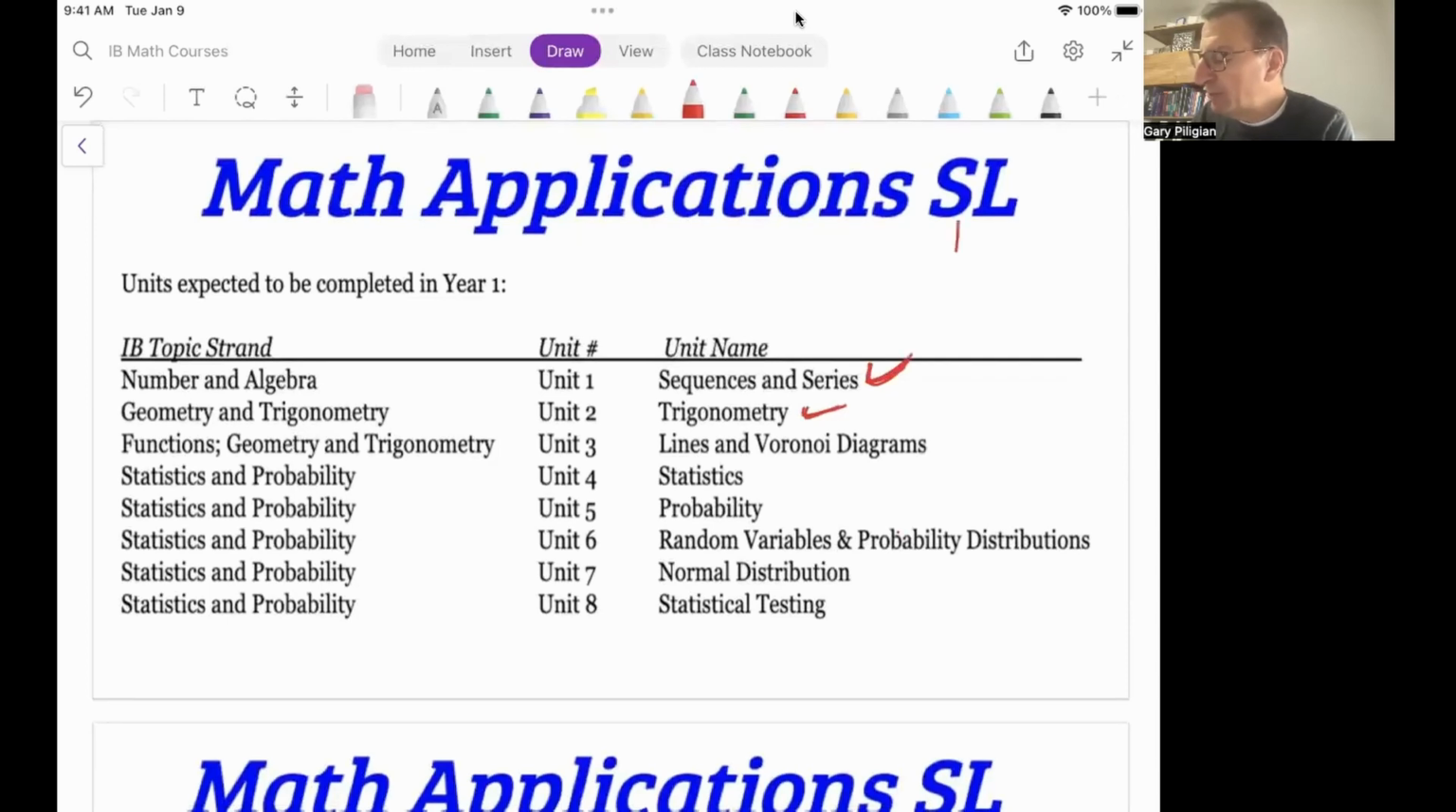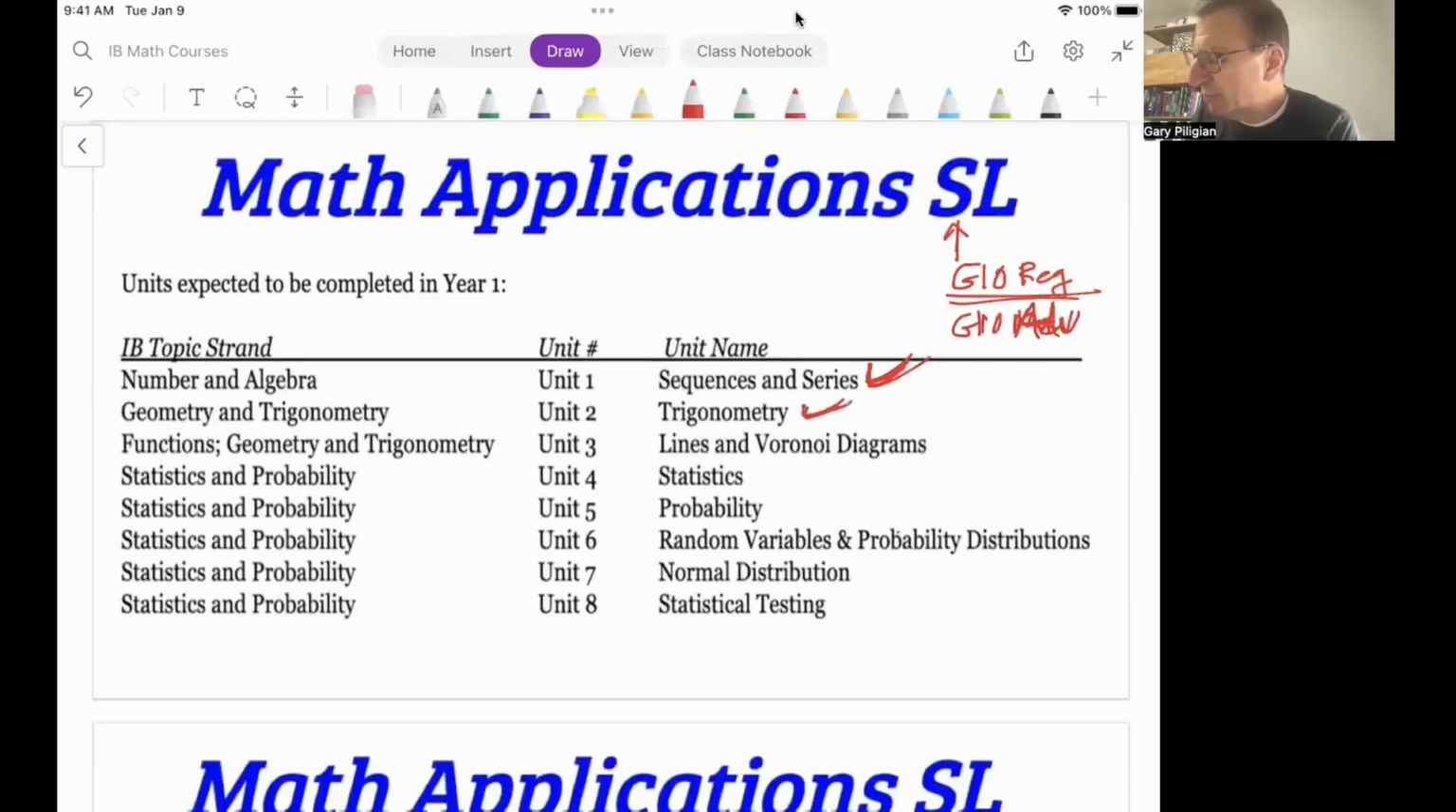Since most of the people who are taking math applications SL, the majority of them will be coming from grade 10 regular. There may be a few coming from grade 10 advanced, but probably not many. I wouldn't expect many people from grade 10 advanced to be enrolled in math applications HL. So most of the people are going to be coming from grade 10 regular. Sequences and series will be a brand new topic for people.